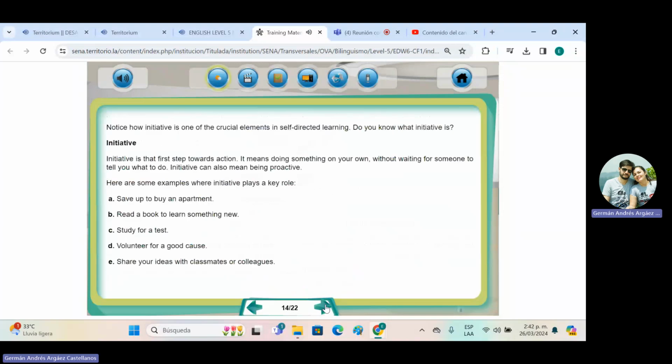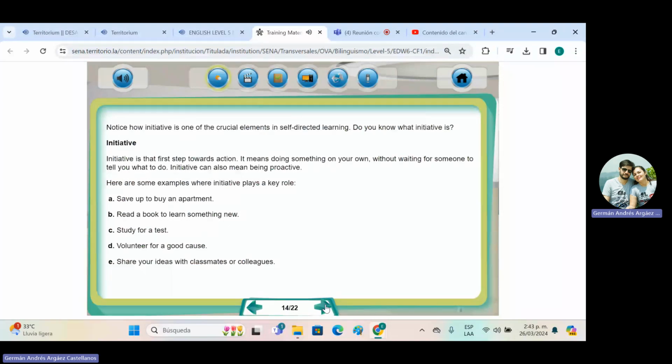Notice how initiative is one of the crucial elements in self-directed learning. Do you know what initiative is? Initiative is that first step towards action. It means doing something on your own without waiting for someone to tell you what to do. Initiative can also mean being proactive. Here are some examples where initiative plays a key role.